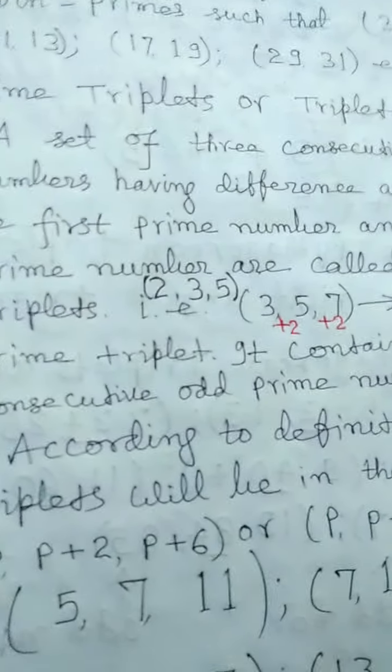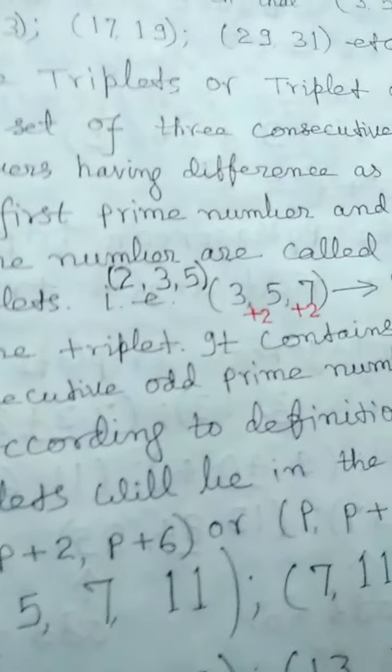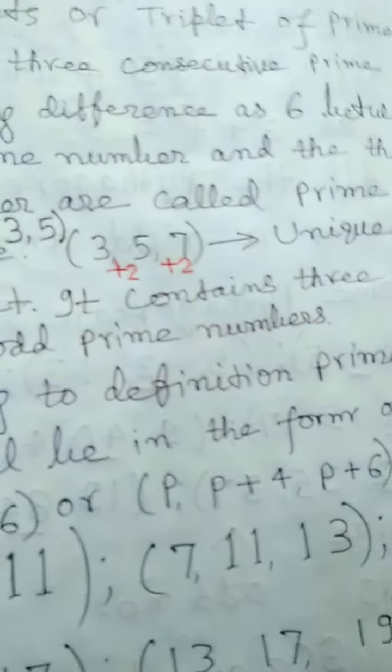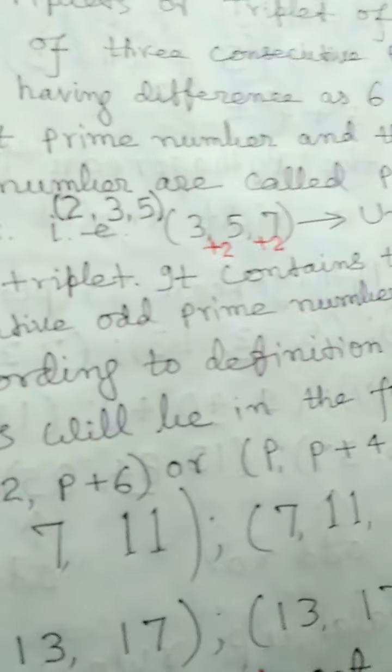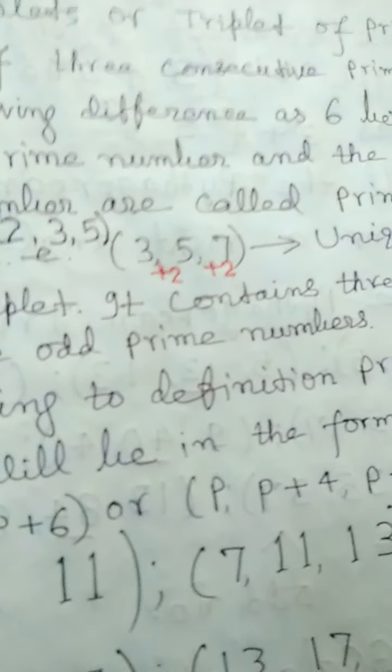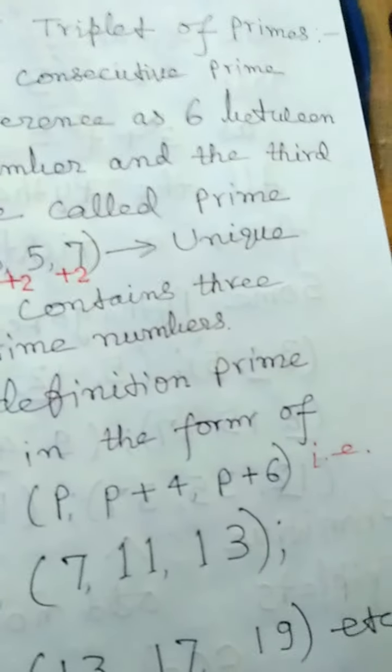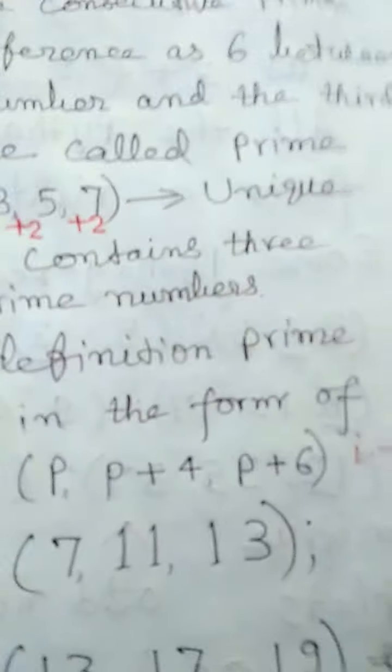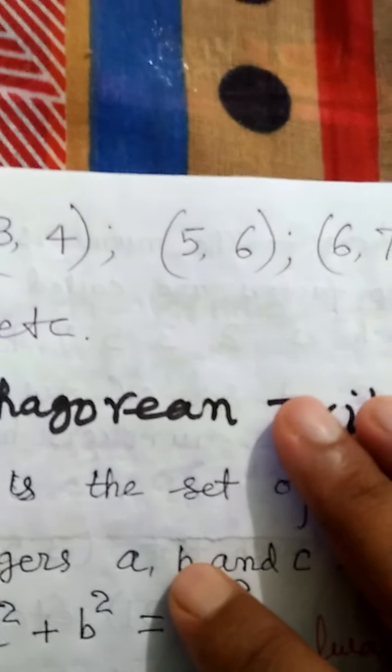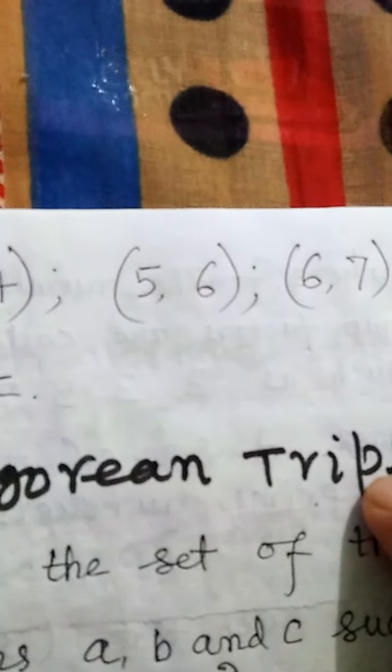Now come to co-primes. A set of two numbers whose highest common factor is 1 are called co-prime numbers, such as 2 and 3. Here the highest common factor between 2 and 3 is 1. 3 and 4, 5 and 6, 6 and 7, 11 and 12, etc. All these are co-prime numbers because the highest common factor in each pair is only 1.